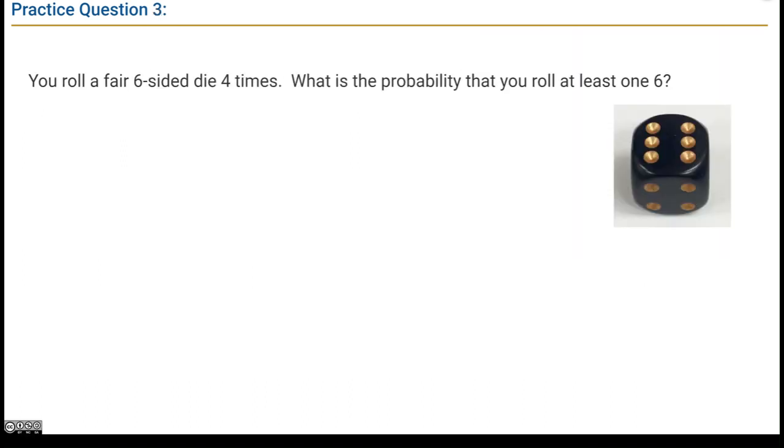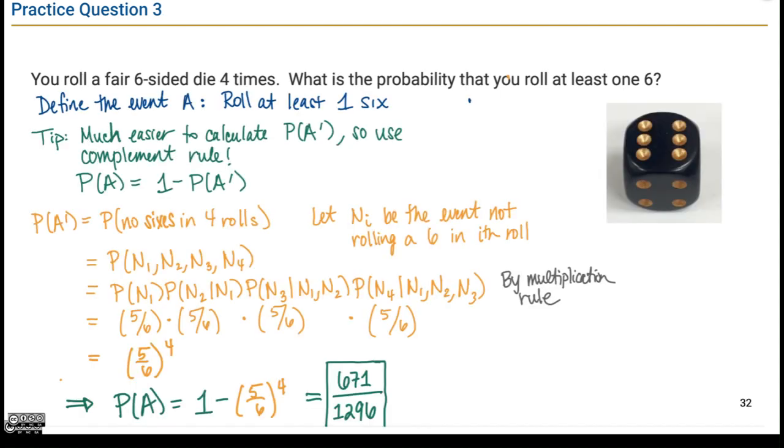All right, next one. You roll a fair 6-sided die 4 times. What's the probability that you roll at least 1 six? All right, so when I read this, at least 1 six, I'm like, well, I could have gotten 1 six. I could have gotten 2 sixes. I could have gotten 3 sixes. I could have gotten 4 sixes. Already, this is a lot of scenarios to deal with, which is making me think, oh, I bet the complement is going to be my friend here. And that is true. It is much easier to calculate the complement.